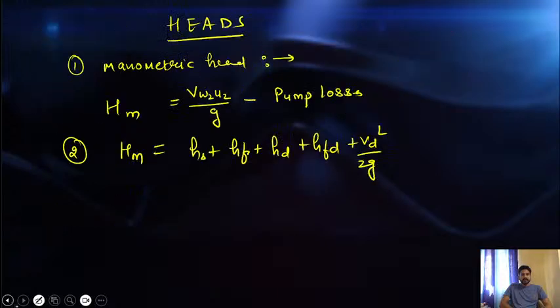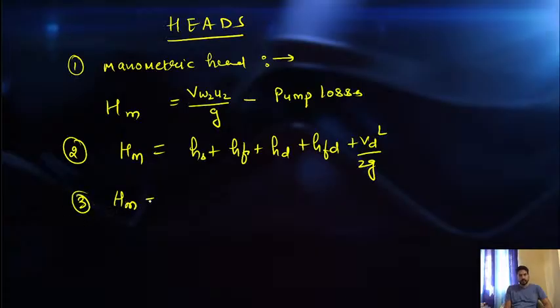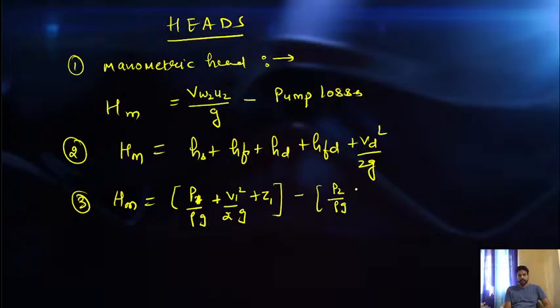Manometric head is head loss. Okay, just hold on, I will tell you. It is my P1 over rho g plus V1 square over 2g plus Z1, minus P2 over rho g plus V2 square over 2g plus Z2. And this is the case. Okay, I will tell you guys.